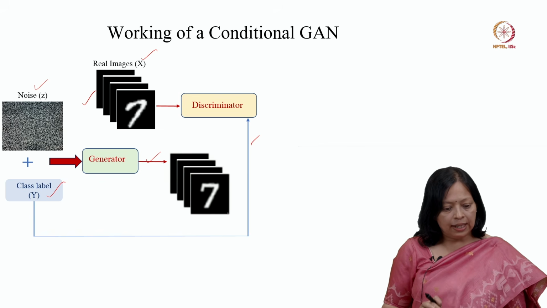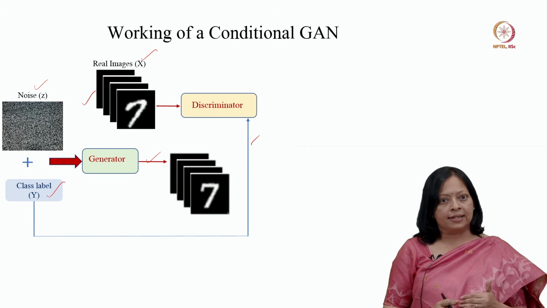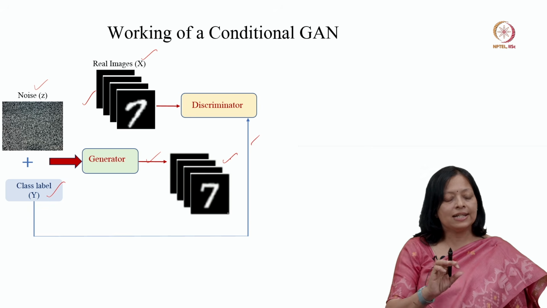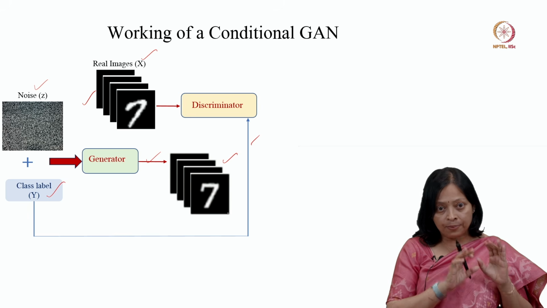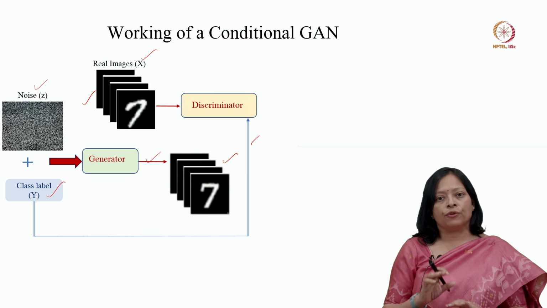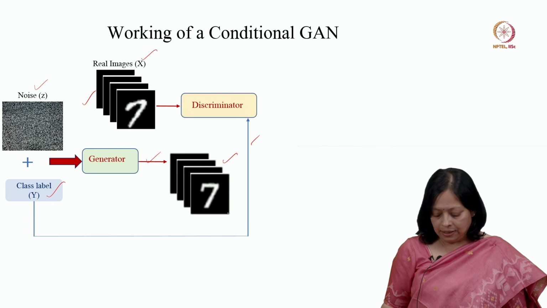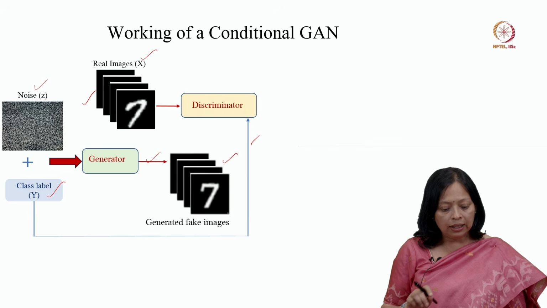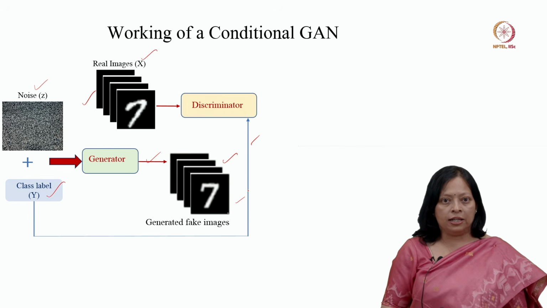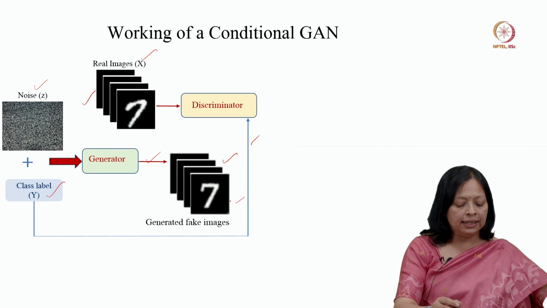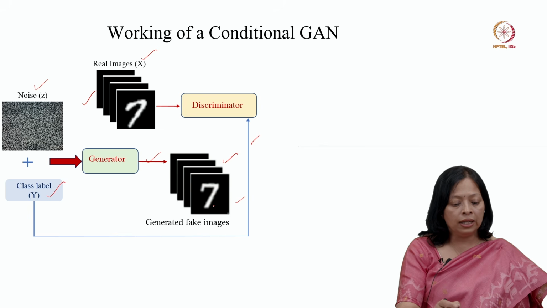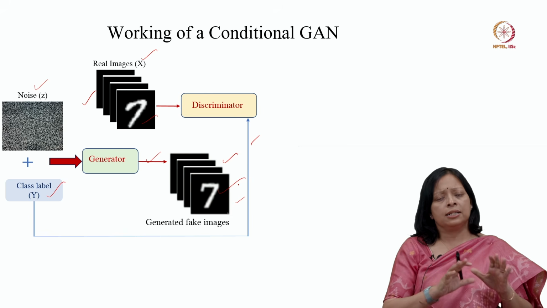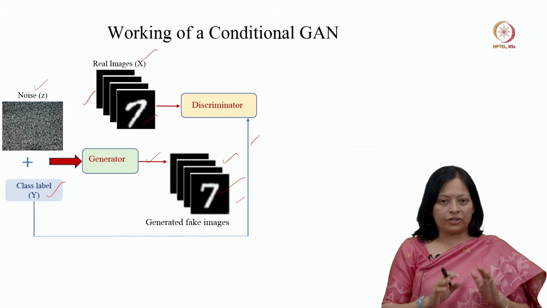Okay. Now, once I give the class label with the noise, we can see the generator is generating the correct digit, which is 7, because in the class label I have specified that I want an image of the digit 7. Okay. So, that is the conditioning that I have done for the generator. Now, these are the generated fake images. If we see carefully, we see this 7's structure and this 7's structure, even though the digits are the same, the structures are different.